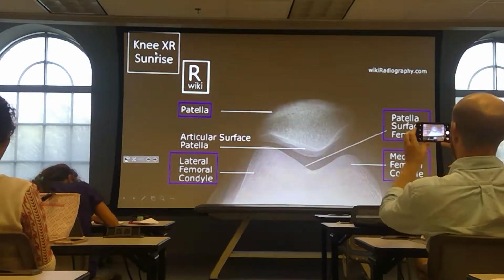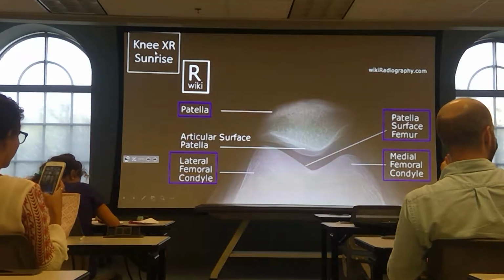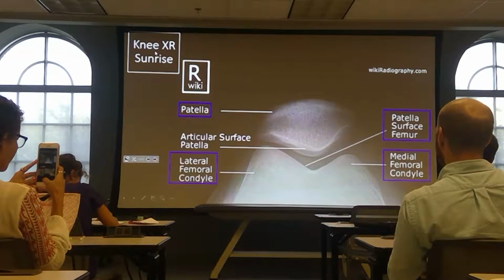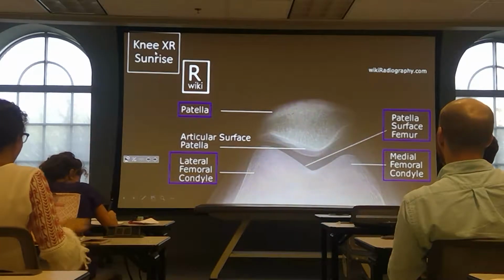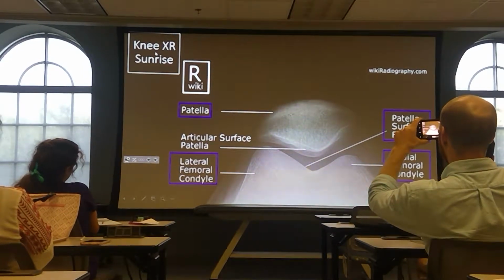The sunrise view, what we're doing when we're doing the sunrise view is we're having the patient bend their knee and then we're looking directly down into the groove of where the patella meets the femur. So this is called a sunrise view because it looks like the sun is coming up from the landscape. It's very lovely.